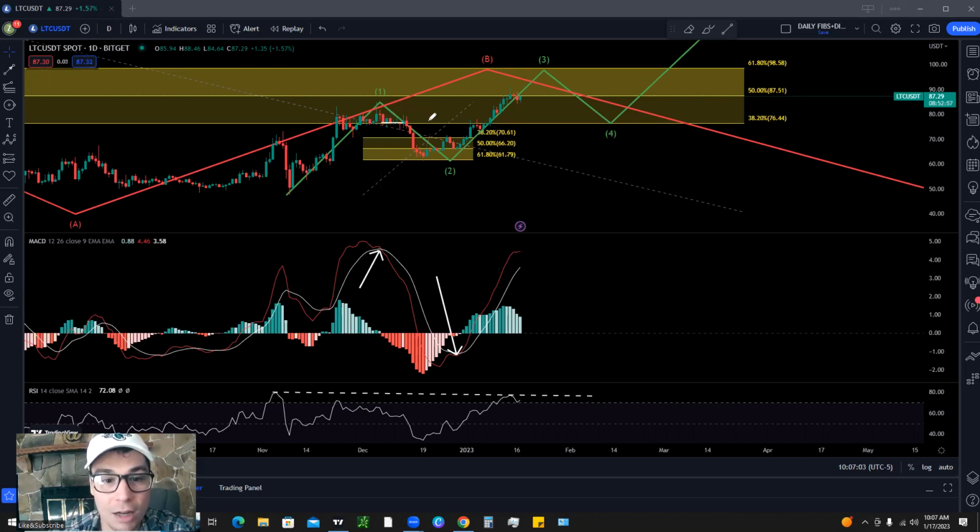Because again, there's a potential that we could see what happened previously, where we got the MACD sell signal and we had a sharp move to the downside where we went from 76 all the way down to 61. So be cautious of that.